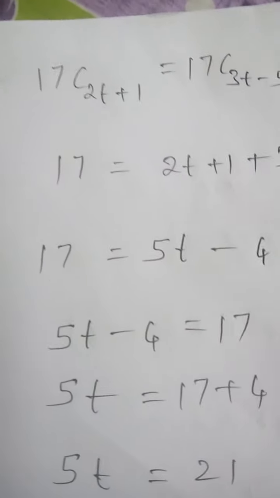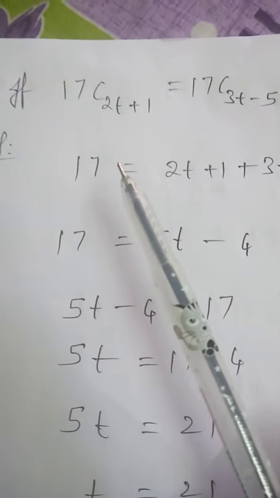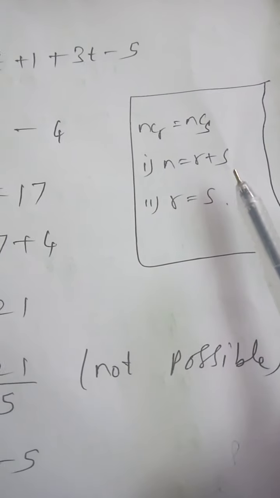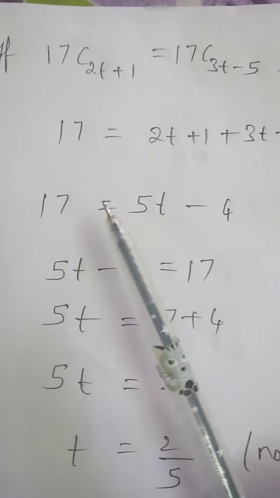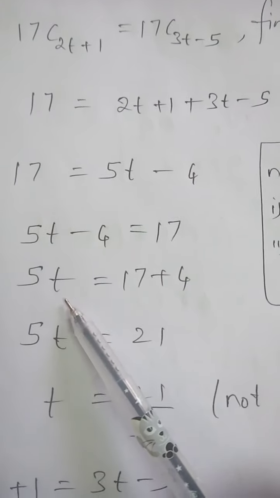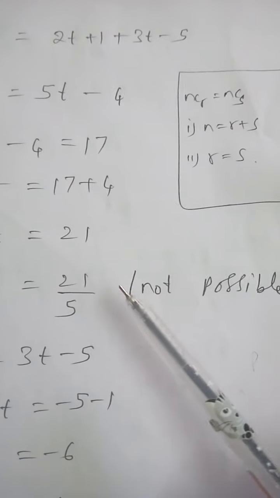Next, if 17C(2t plus 1) is equal to 17C(3t minus 5), find t. So here we know the formula nCr is equal to nCs means two possibilities, n is equal to r plus s and r is equal to s. 17 is equal to 2t plus 1 plus 3t minus 5. 17 is equal to 5t minus 4, or 5t minus 4 is 17. 5t is 17 plus 4, 5t is 21, t is 21 by 5.